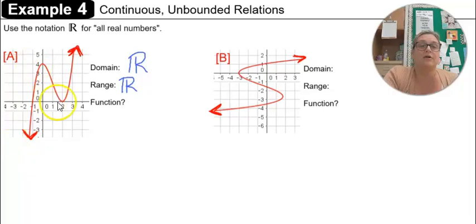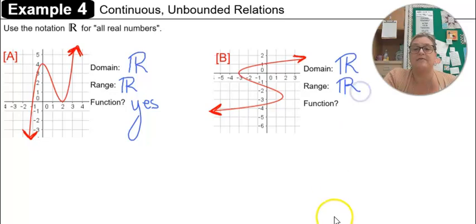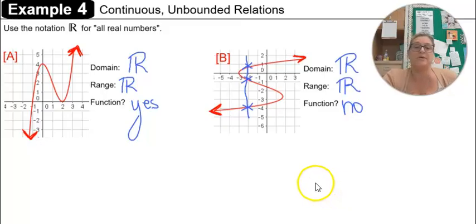Okay, this cubic graph, this wiggle shape, is going to pass the vertical line test, and so it is a function. Okay, looking at B, forever left and right, there's no restrictions from the domain. X can be any real number, so the set of all real numbers. This graph goes forever up and down, so the range is also the set of all real numbers. But we fail the vertical line test on this graph, so it is not a function, it is a relation only.